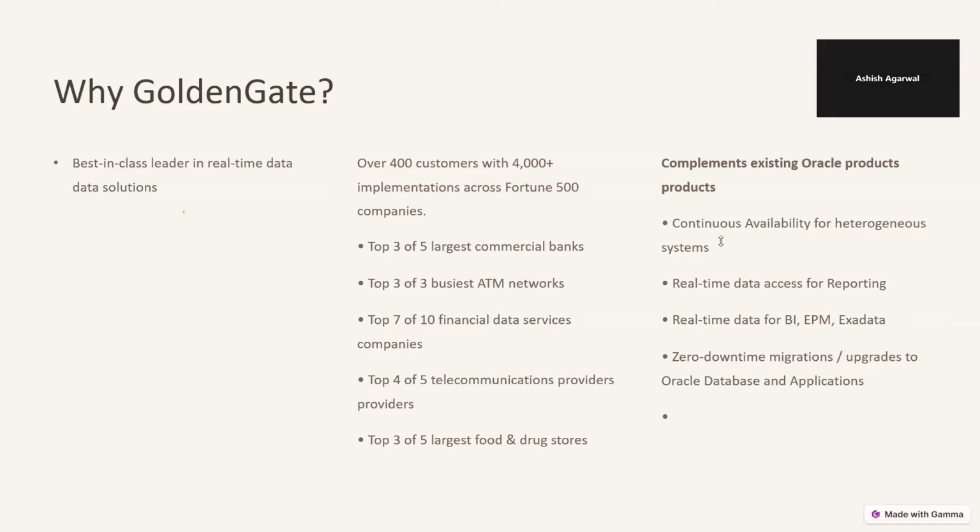Okay. Now, Oracle Golden Gate complements existing Oracle products as well. It provides you continuous availability for heterogeneous systems as well, real-time data access for reporting, real-time data for business intelligence, EPM and Exadata. Continuous availability for heterogeneous systems means Golden Gate provides continuous availability.